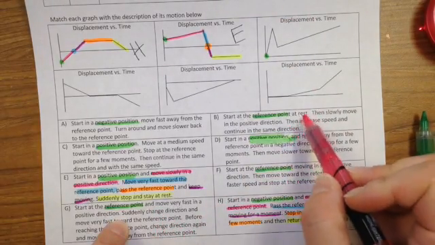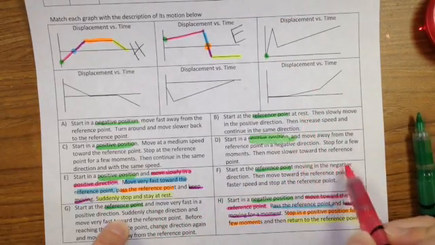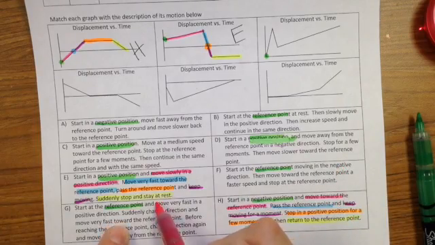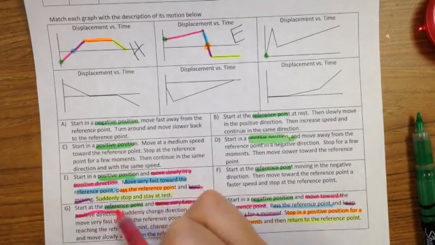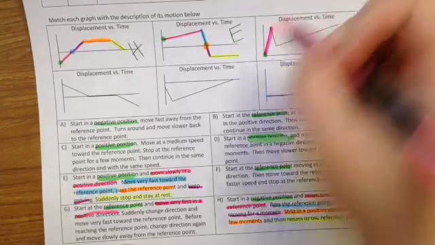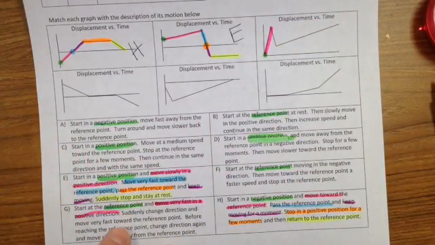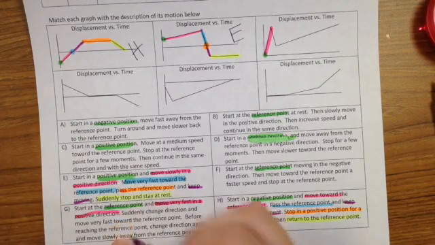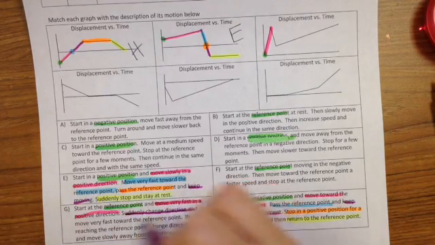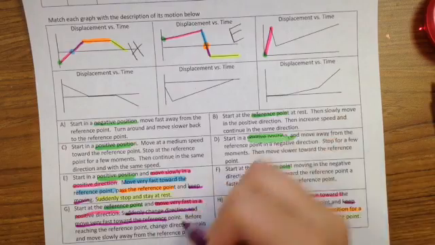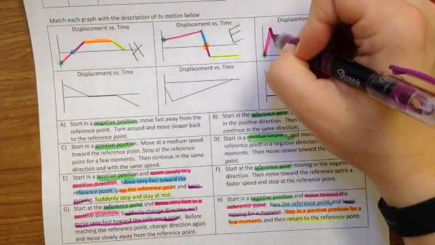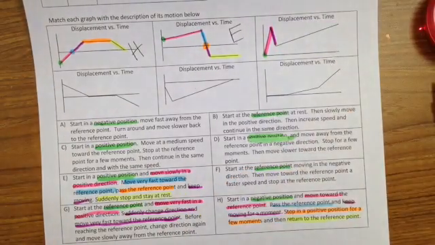So reference point at rest, not that one. Reference point negative direction, nope. Here we go. Moving very fast in a positive direction. So there we go, very fast in a positive direction. And then suddenly change direction and move very fast toward the reference point. Okay? That's this piece right there. Move very fast towards the reference point.